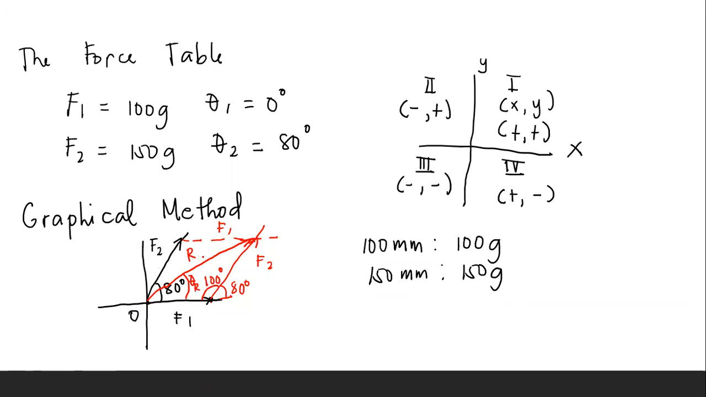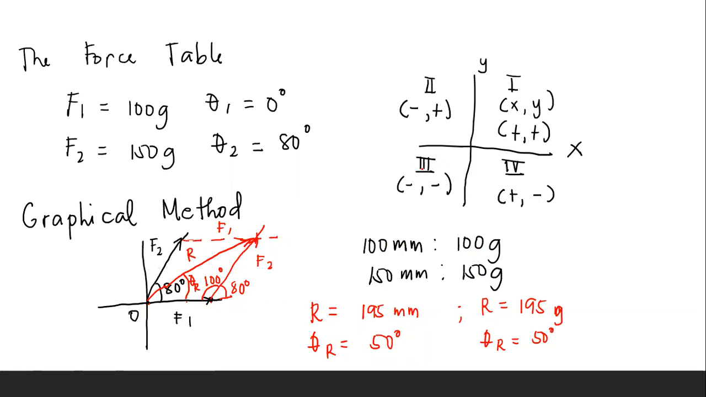Now, in solving for the resultant in the graphical method, all you have to do is to measure from the origin up to this point. That would be the value of your resultant. Then, for your theta R, for the graphical method, you're going to use your protractor, from the x-axis up to this point. The value under the graphical method is 195 millimeters and theta R is 50 degrees. Now, go back to the original units. Therefore, our R is equal to 195 grams, and theta R is equivalent to 50 degrees.